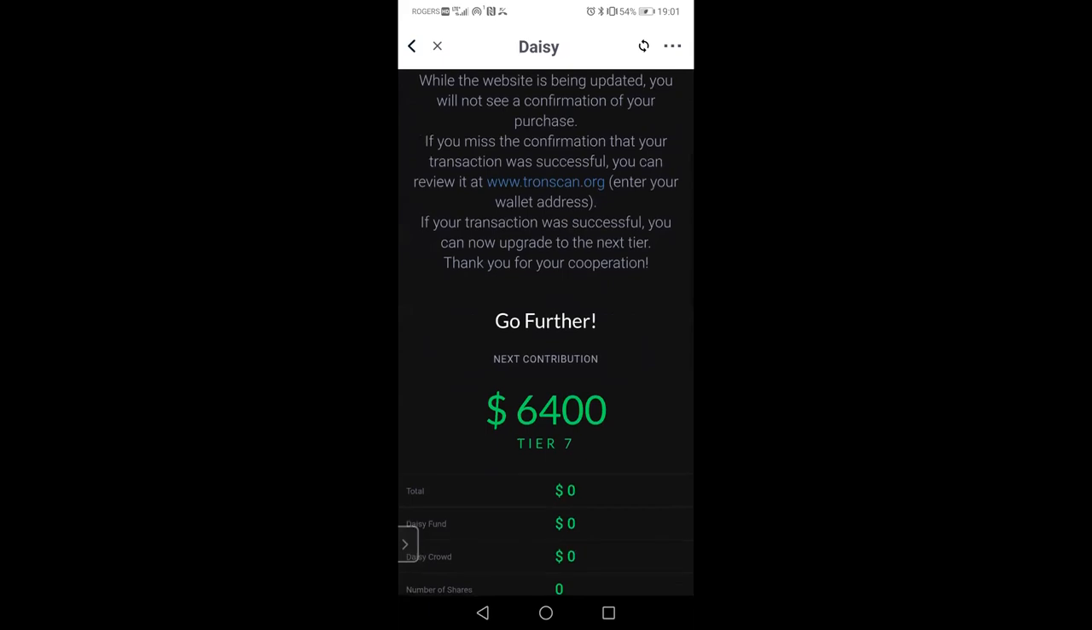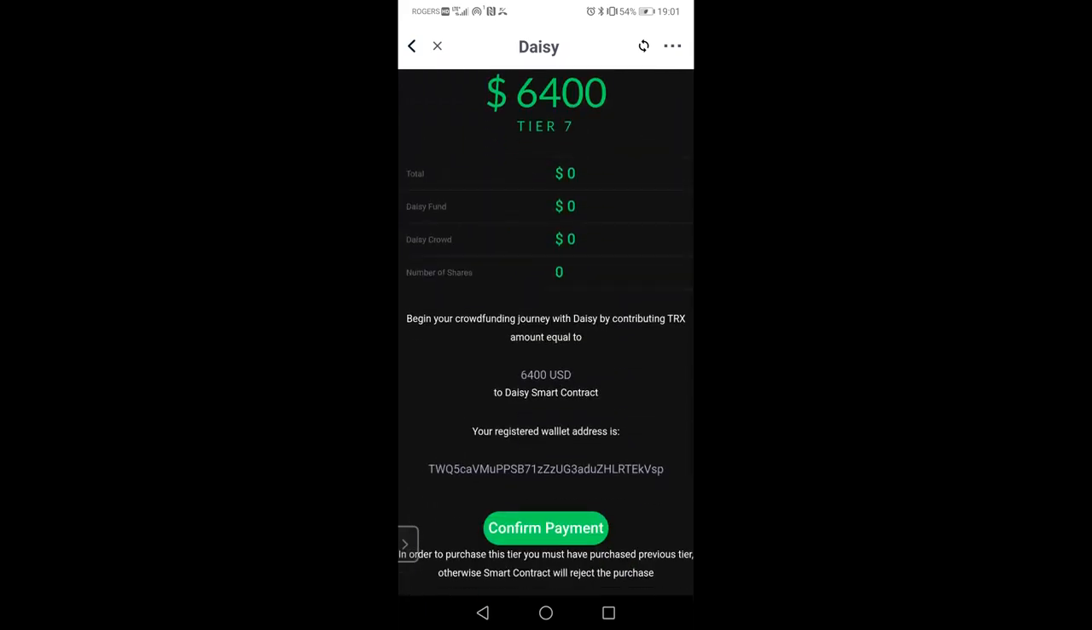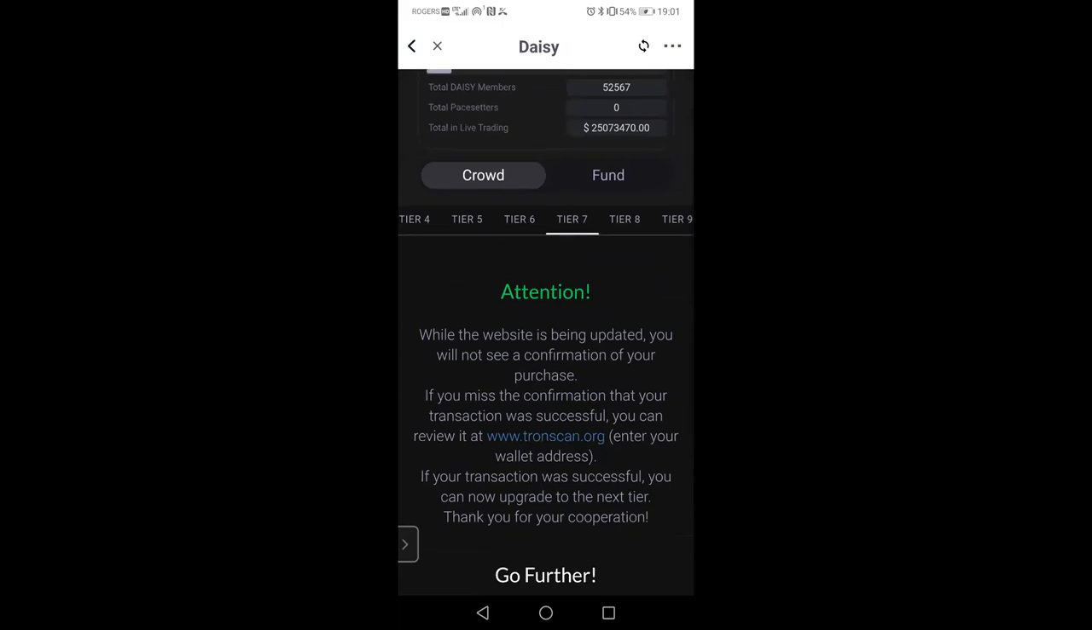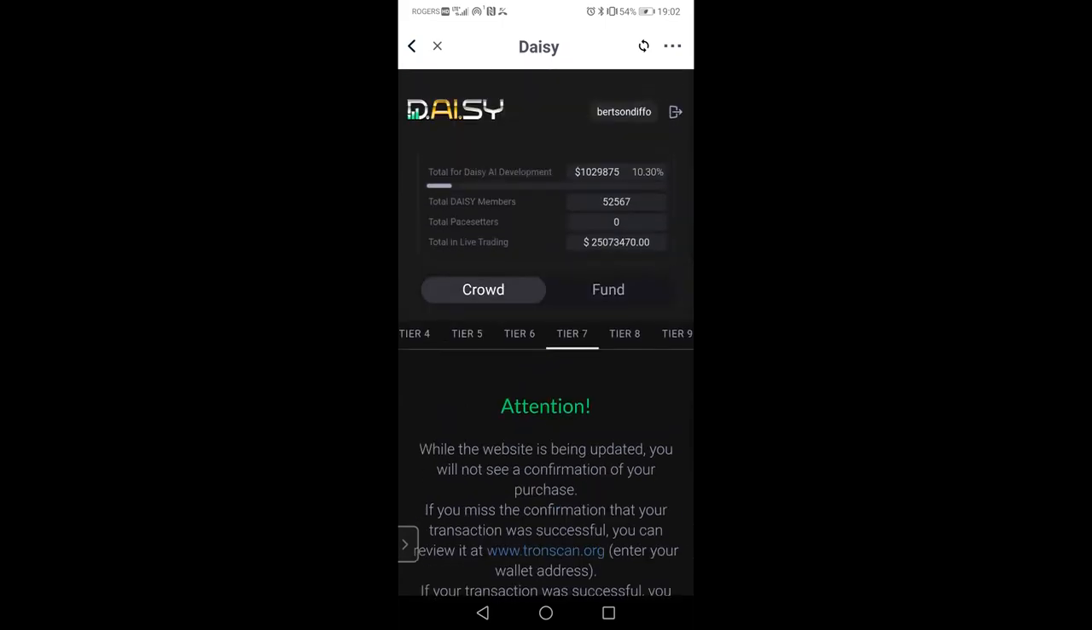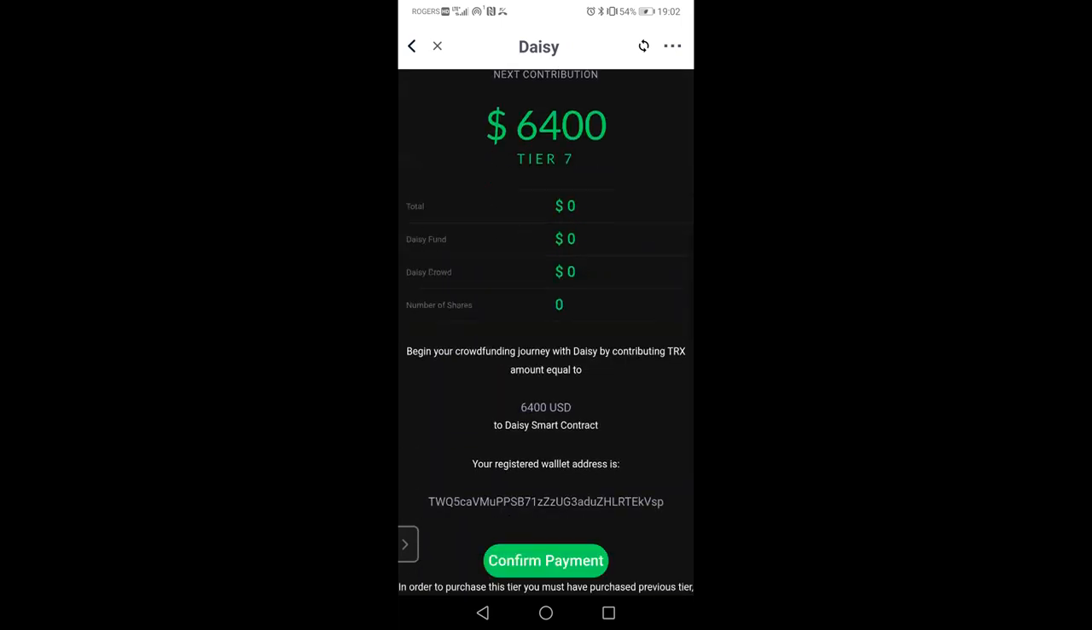Go further, asking me to pay for this, confirm payment. And in order to pay for this tier seven, I have to have 6,400 in my TronLink wallet, because my DAISY account here is linked to my TronLink wallet, and it basically gets the money out of my wallet directly, which is already sitting there in Tron. So that's how it works.